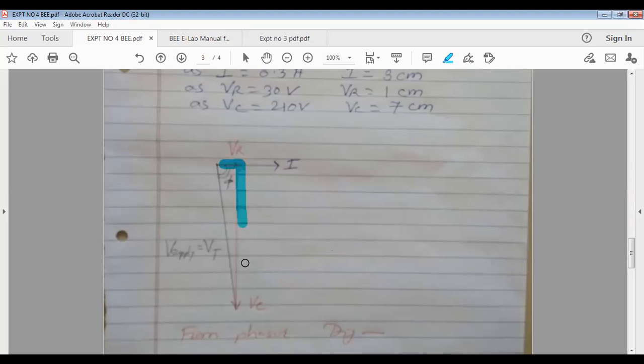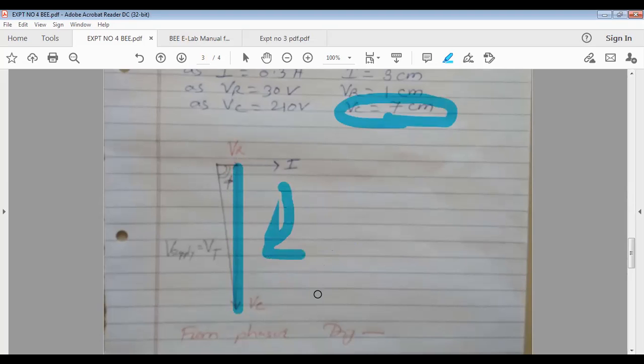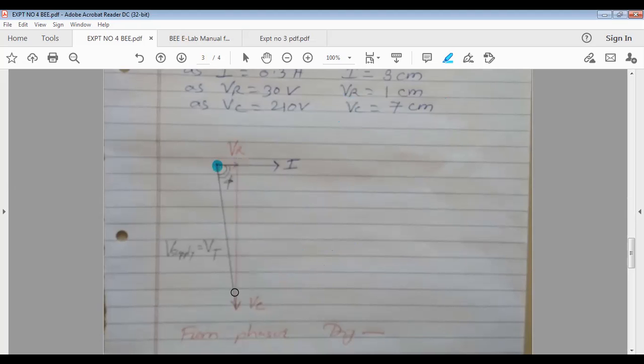And the phasor sum of VR and VC is the total voltage. That's why I will show VC wherever VR ends. So we are ending over here. I will start to draw VC of 7 centimeter, lagging I by 90 degrees, isn't it? And now VR starts from here, VC ends over here. So the phasor sum of VR and VC is what? V, the total voltage. KVL equation: V is equal to VR plus VC.